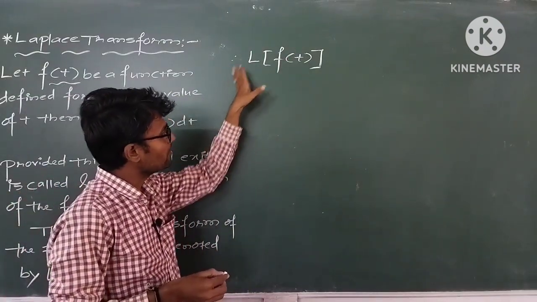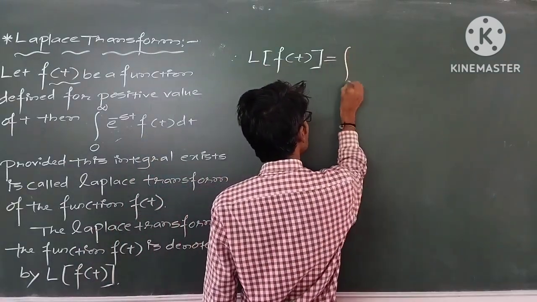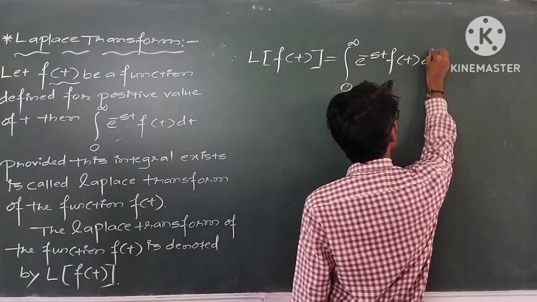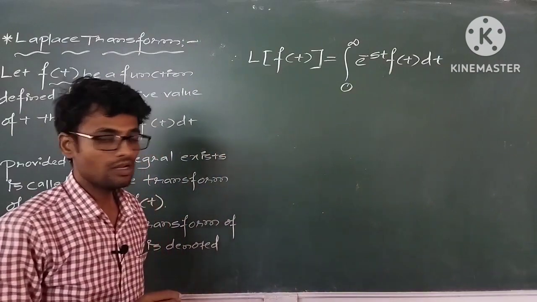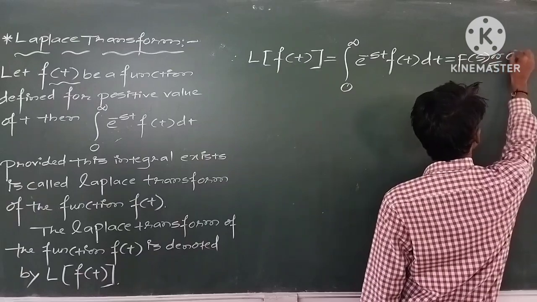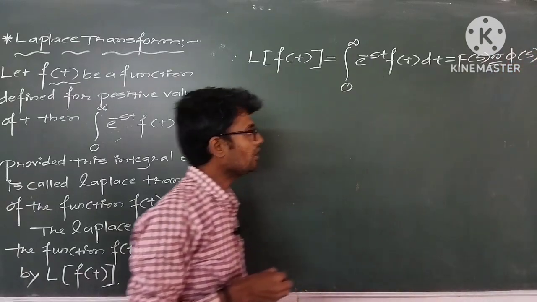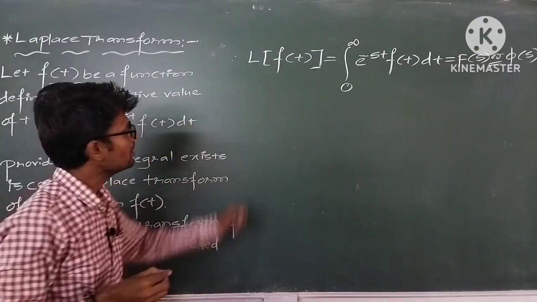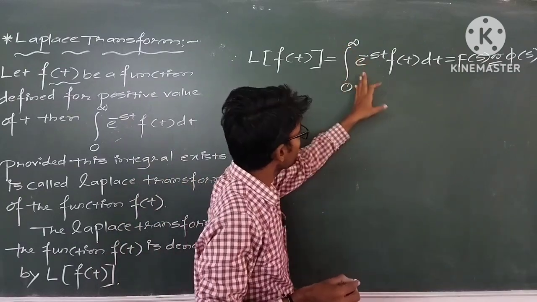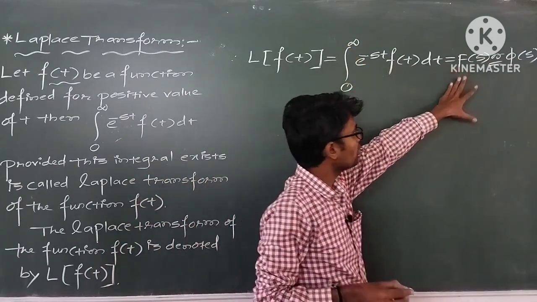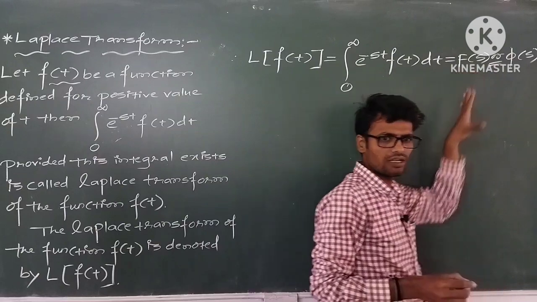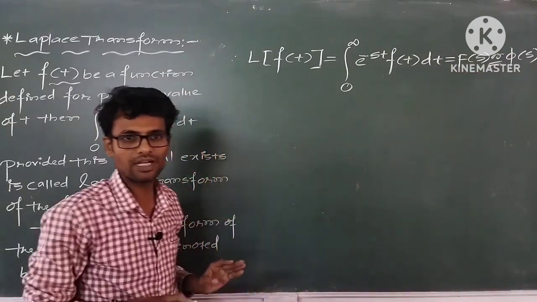The Laplace transform of the function f of t is equal to the integration from 0 to infinity of e raised to minus st f of t dt, and this is equal to F of s, or phi of s. Once again, I will repeat: the Laplace transform of f of t equals the integral from 0 to infinity of e raised to minus st f of t dt, which equals F of s or phi of s. Both have the same meaning. Different books use different notations; it depends upon the author.